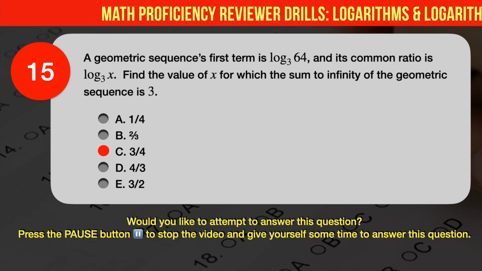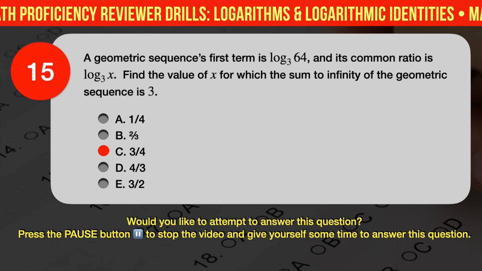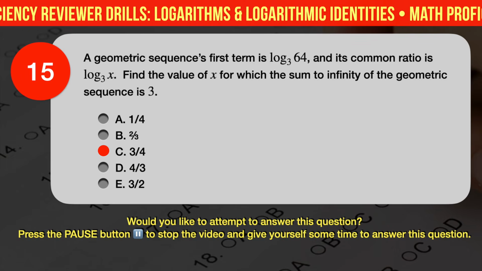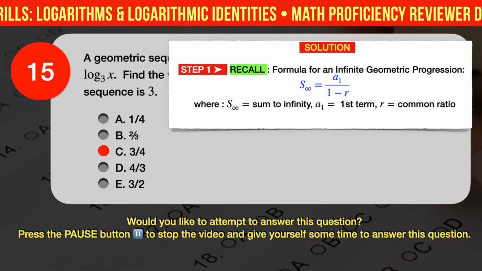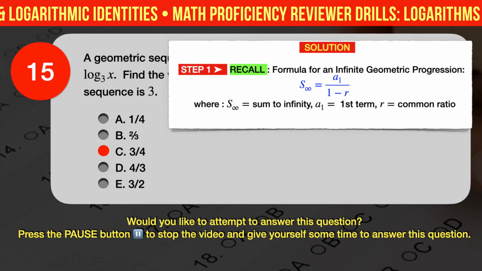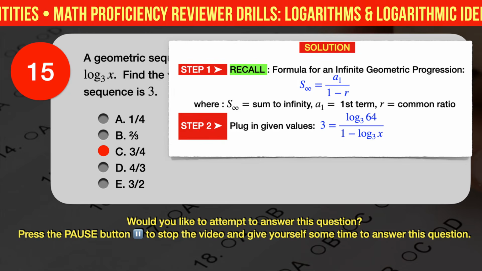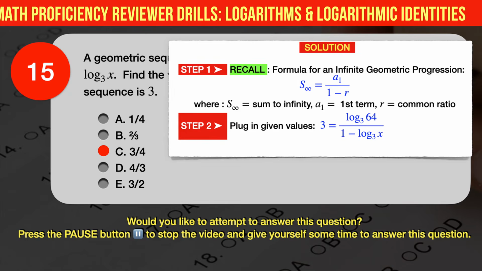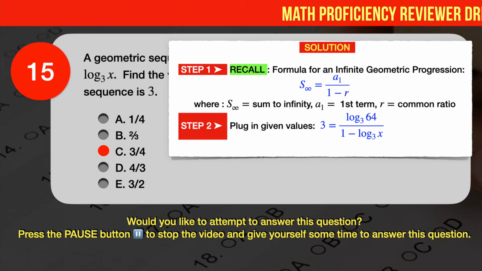3/4. This is a problem involving a combination of logarithmic expressions and sum of a geometric sequence. Do you still recall your formula for the sum to infinity of a geometric sequence? Here it is. Sum to infinity is equal to the first term, a1, over 1 minus the common ratio, r. The sum to infinity is given as 3. The first term is given as logarithm base 3 of 64. And the common ratio is given as logarithm base 3 of x. Let's plug in the given values into our infinite geometric progression formula, as shown.